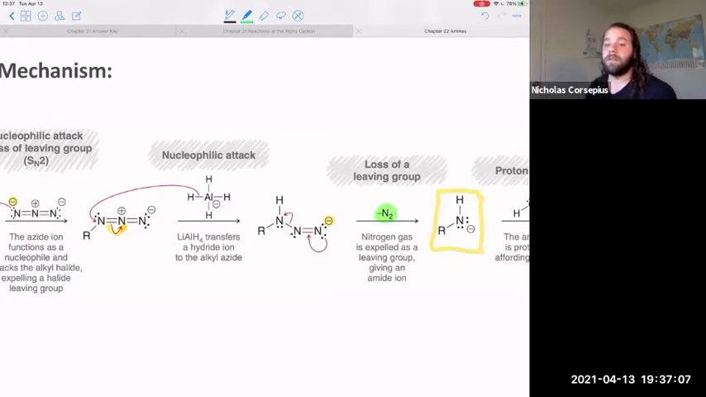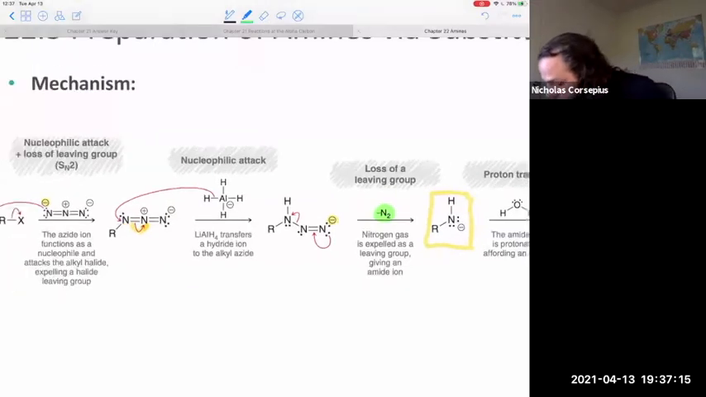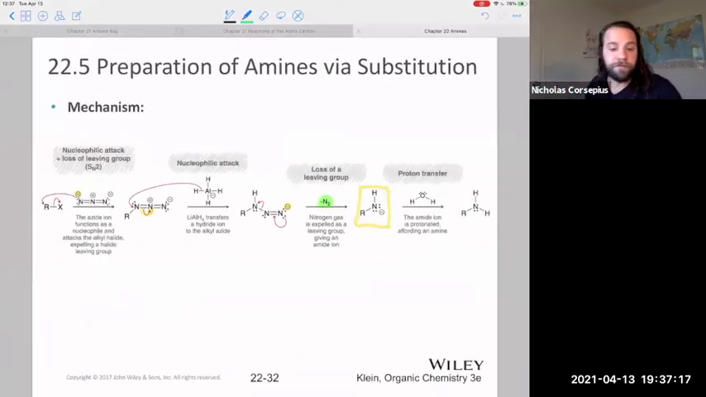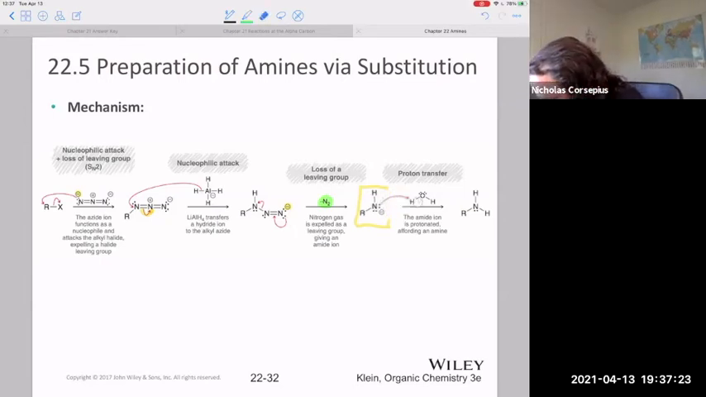But also it's going to be entropically favorable because you produce a tiny little molecule that's going to float away as a gas. So that's basically a very, very favorable leaving group. But then we're left with this really strong amide ion. So the last thing that has to happen is the protonation of that amide ion, leaving us with our primary amine.